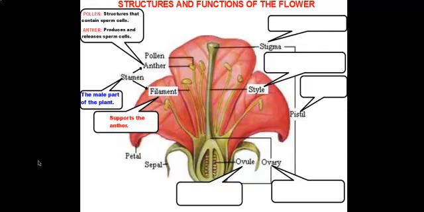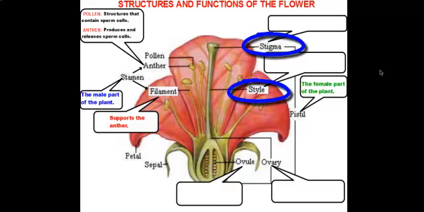Now when the pollen is being transferred, it's going to end up on the female parts of the flower. And the female parts of the flower is called the pistil. And the pistil includes the following structures. We have the stigma, the style, the ovary, and then inside the ovaries we have our ovules. So we'll start at the top of the stigma.